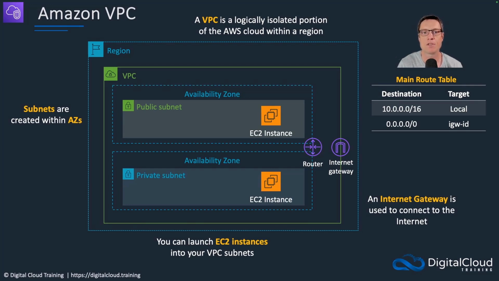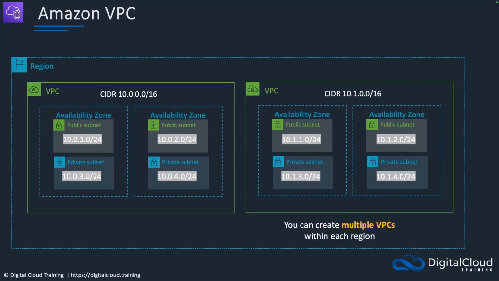When we create a VPC, we define the CIDR block. That's the classless interdomain routing CIDR block of IP addresses, and that's the overall address range for the VPC. So the route table is used to configure the VPC router and define how we want to route traffic either within the VPC or outside of the VPC. Now, we can create multiple VPCs within each region. Each VPC will have a different block of addresses. That's not actually mandatory, but it's certainly recommended.